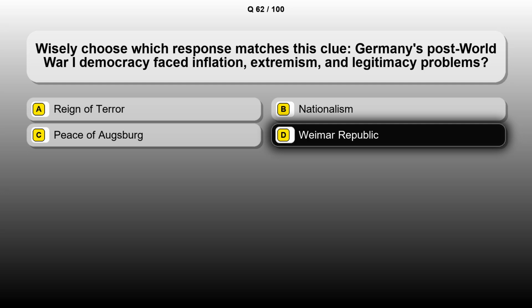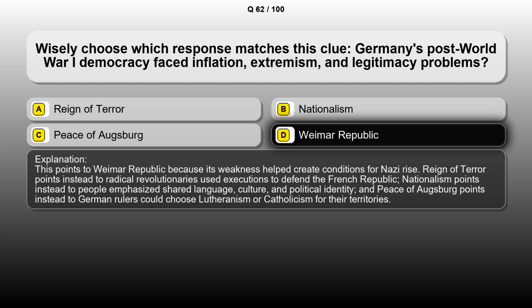The correct answer is option D, Weimar Republic. This points to Weimar Republic because its weakness helped create conditions for Nazi rise. Reign of Terror points instead to radical revolutionaries used executions to defend the French Republic. Nationalism points instead to people emphasized shared language, culture, and political identity, and Peace of Augsburg points instead to German rulers could choose Lutheranism or Catholicism for their territories.